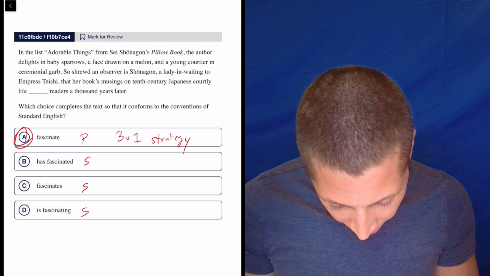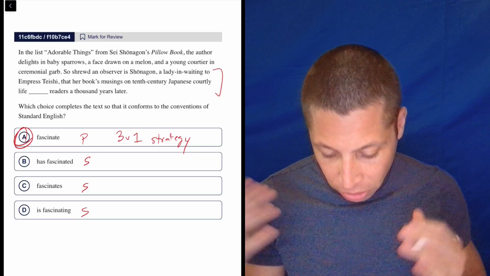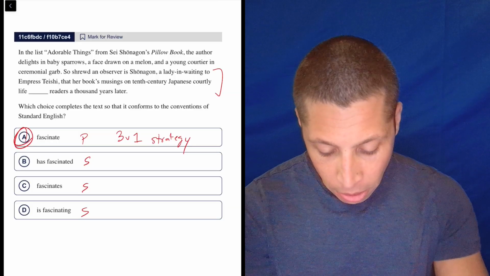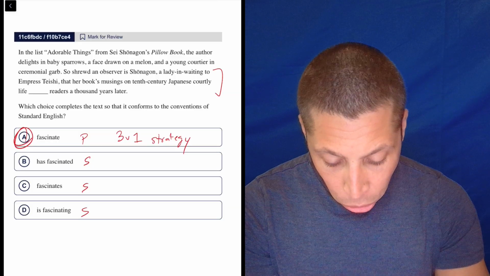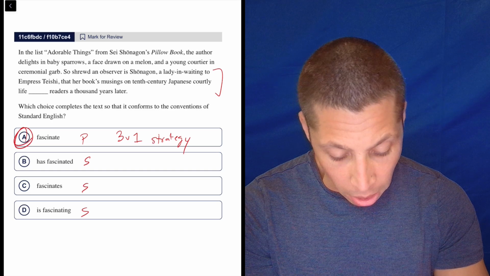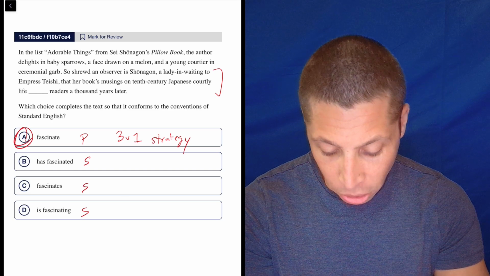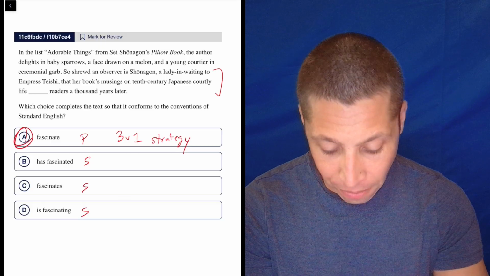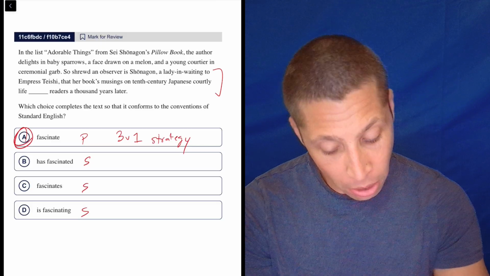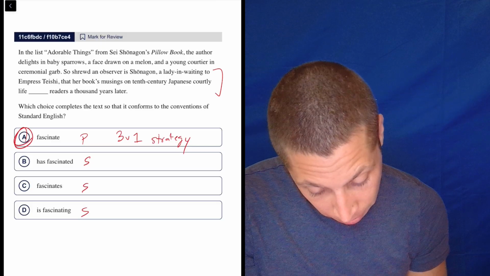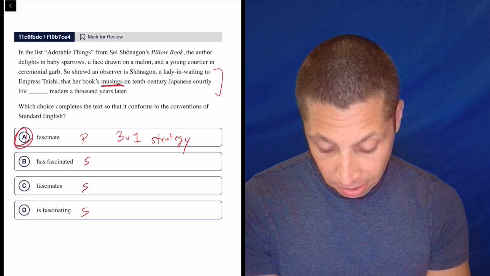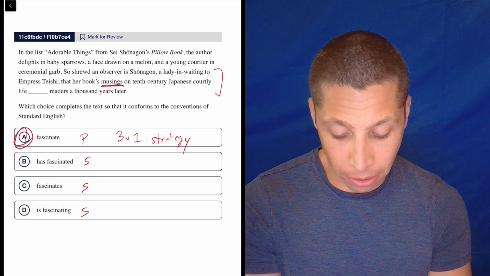So let's see. We would read this part here because the first sentence isn't going to affect the second in terms of subjects and verbs. So here we go. So shrewd an observer is Shanagan, a lady in waiting to Empress Tishi, that her book's musings on 10th century Japanese courtly life fascinate readers 1,000 years later. Oof! Well, it's plural, and I know so is musings. The musings fascinate readers 1,000 years later.